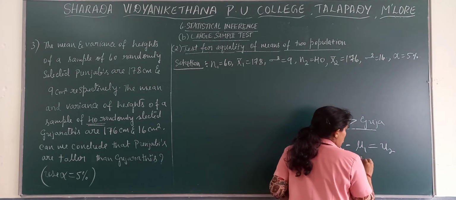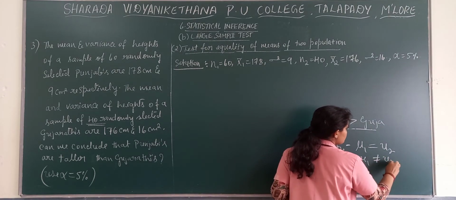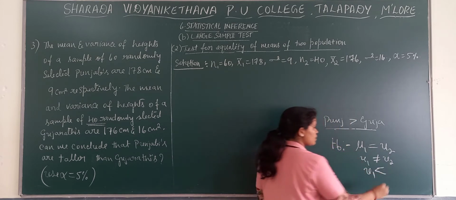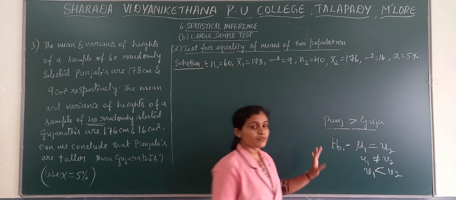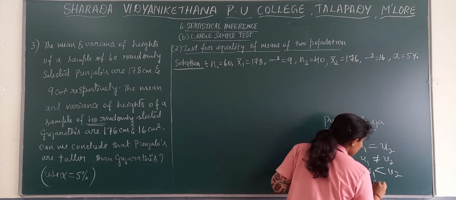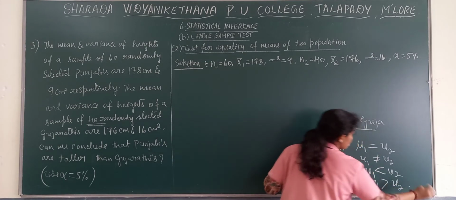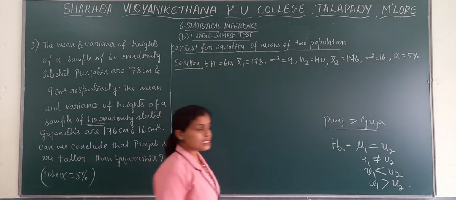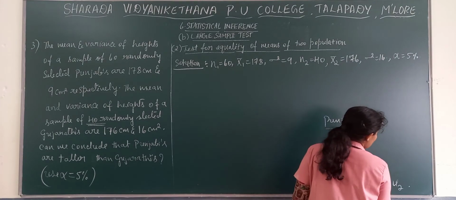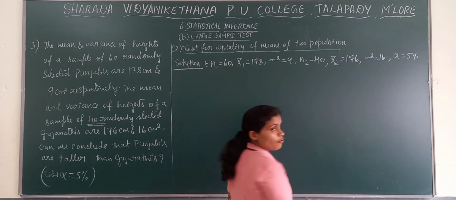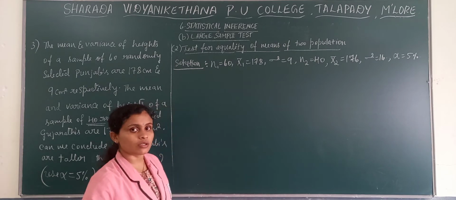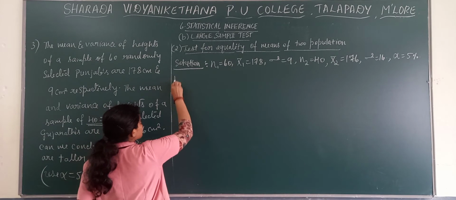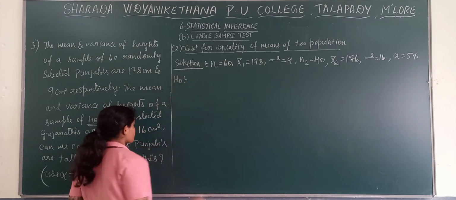Two-tailed means we write as not equal. Lesser than means we will show mu1 is lesser than mu2. Since here it is greater than, then your mu1 is greater than mu2. So here this is a right-tailed test. Now write the null and alternative hypothesis, where the null hypothesis should be equal and the alternative hypothesis should be greater than. Now take the null hypothesis here.